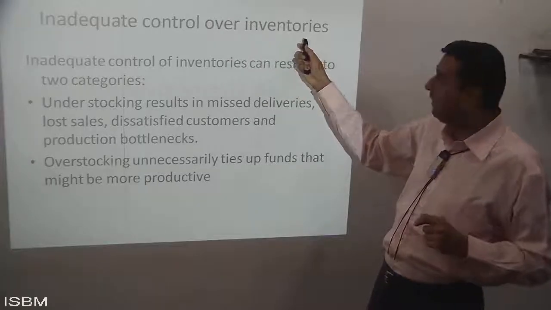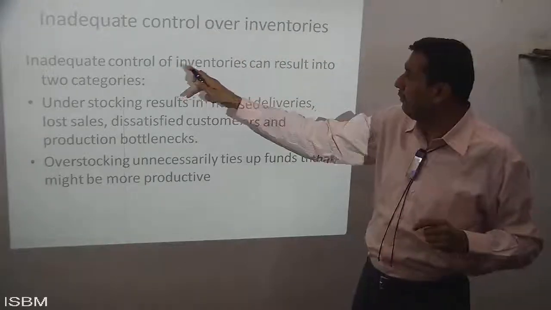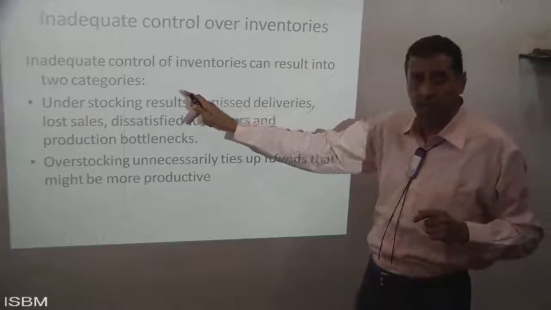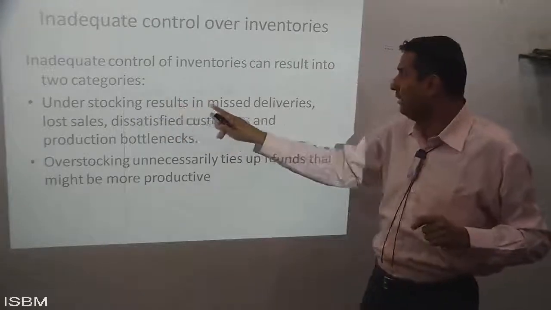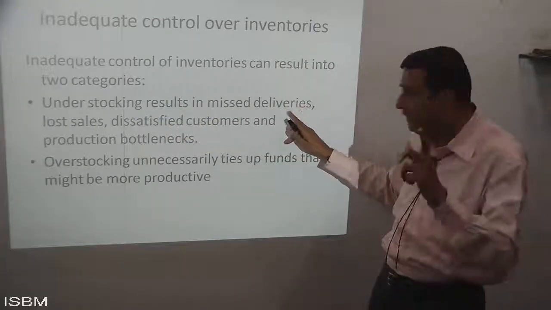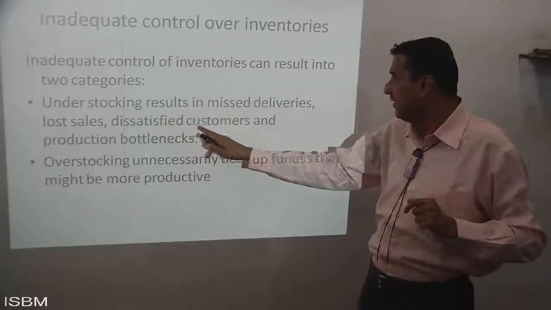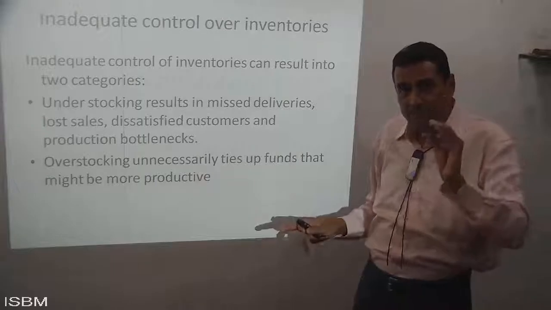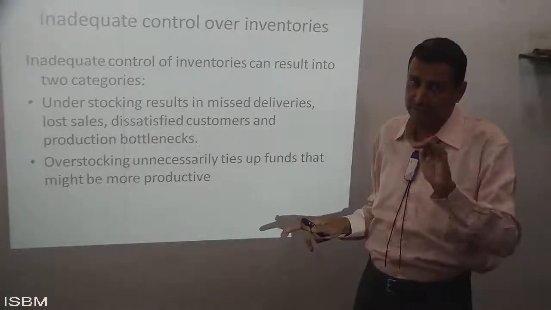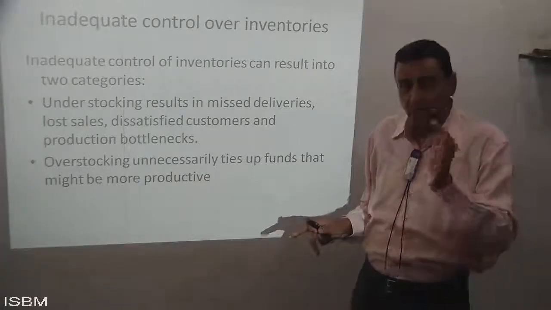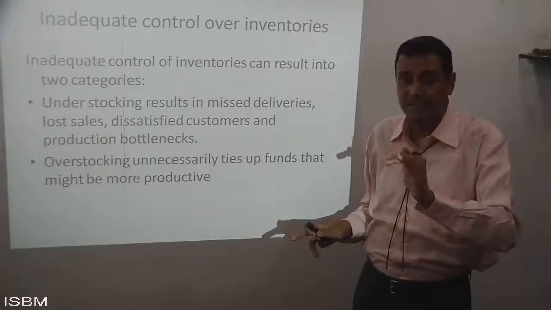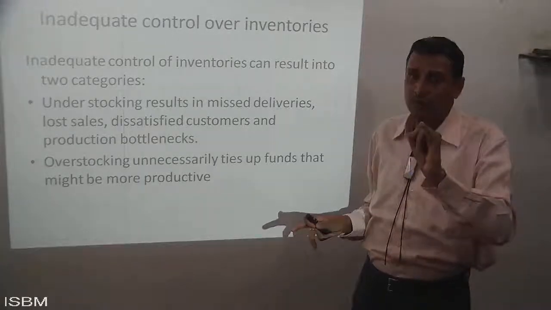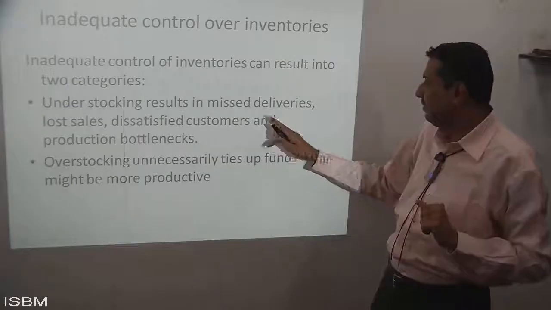Inadequate control over inventories. What happens? Inadequate control of inventories can result in two categories. Understocking results in missed deliveries. That means you are losing sales, lost sales, dissatisfied customers, and production bottlenecks. If you are not keeping sufficient inventory at hand, it will affect the production. If the production is affected, you may not be able to meet the demand in the market. As a result, you may lose customer confidence.